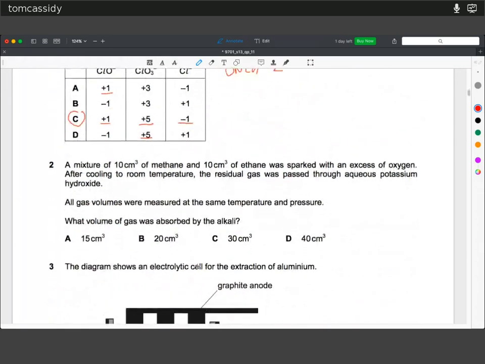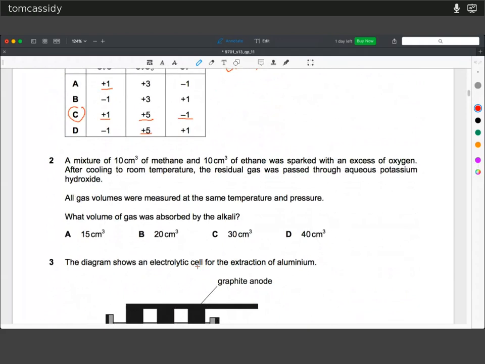Question 2. The key here is that you need to know that equal volumes of gas contain equal numbers of particles. And they're asking you to apply that to methane and to ethane. So you just need to have methane. You know that when that reacts with oxygen, it's going to make carbon dioxide and water. That's a simple combustion reaction. And you've got a stoichiometry of 1 lot of methane to 1 lot of carbon dioxide. So if you've got a stoichiometry of 1 to 1, then if you've got 10 centimeters cubed of that, you're going to get 10 centimeters cubed of that.